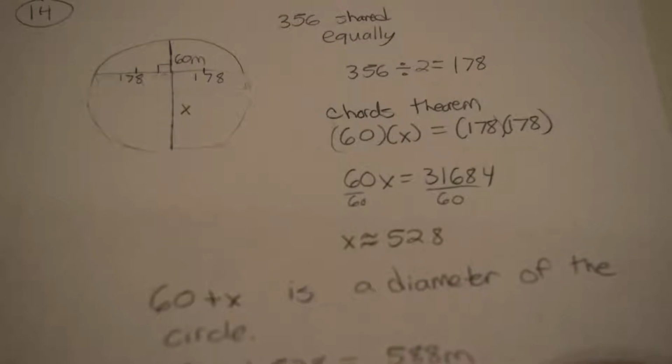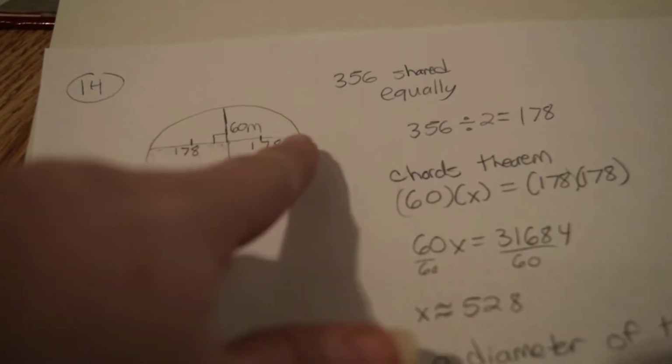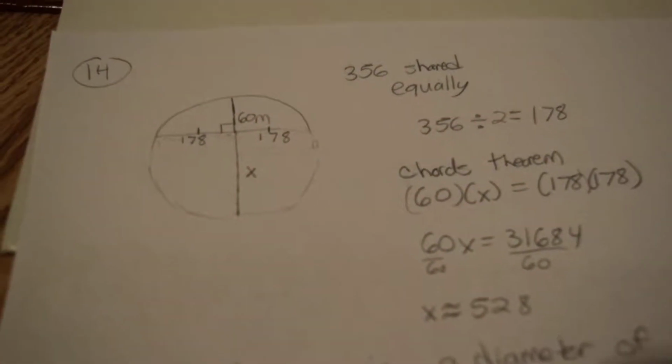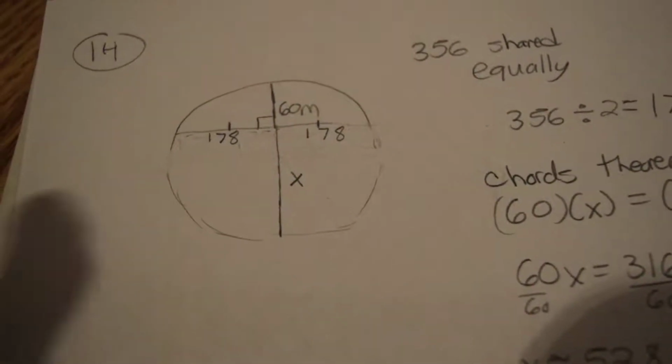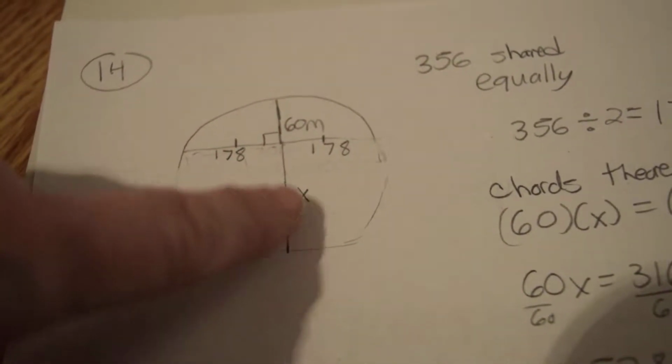Number 14. In number 14, they gave me just this chord piece and said it was 356, and this top piece, which was 60, and asked me for the diameter. So I went ahead and extended the circle so that it would have the full diameter. I said this piece is X.